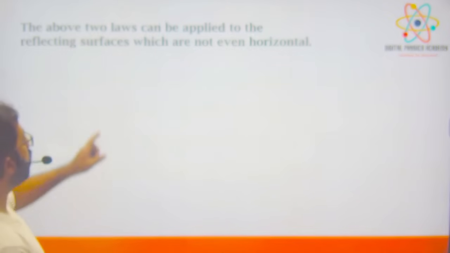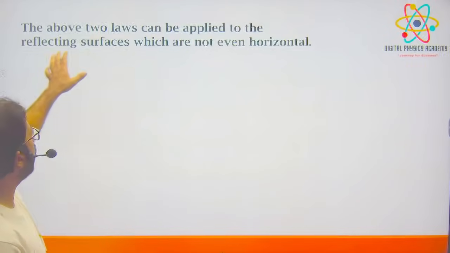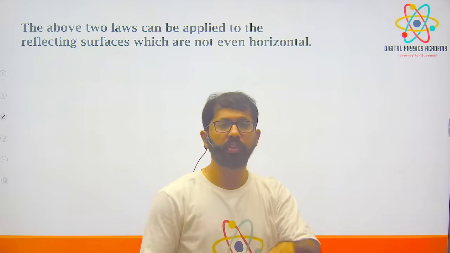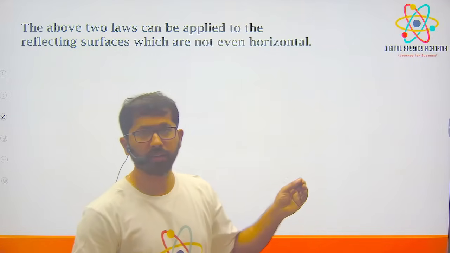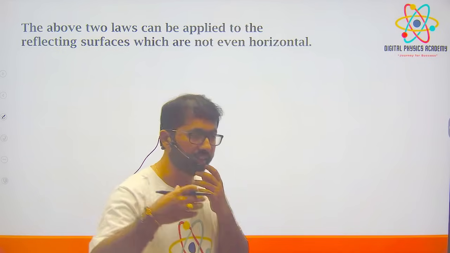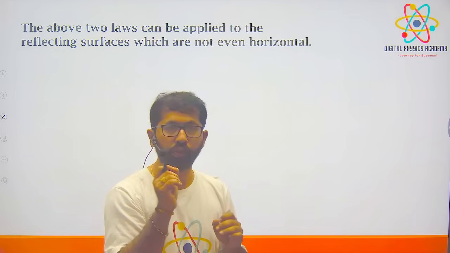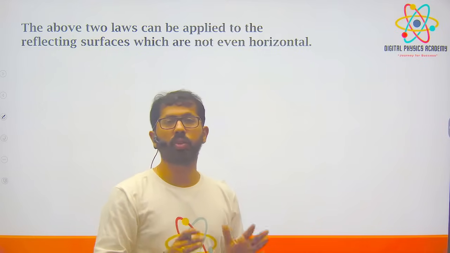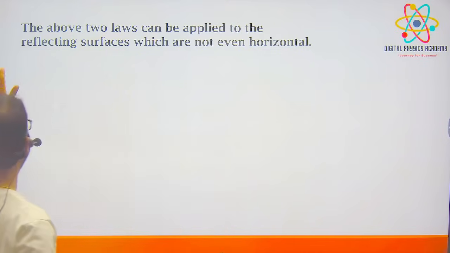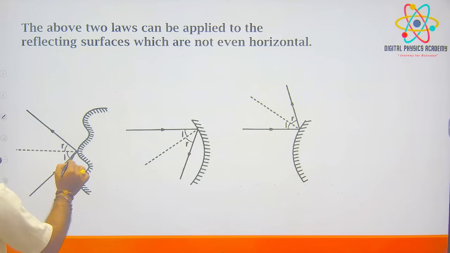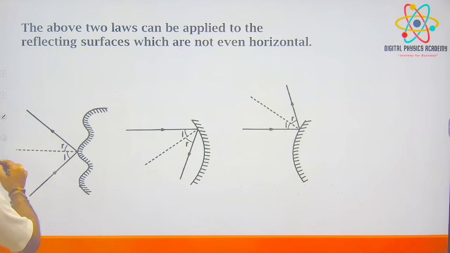Now, the above two laws can be applied to a reflecting surface which is not even horizontal. It is not that we can apply angle of incidence equal to angle of reflection only on a horizontal surface. On any curved surface, any spherical mirror, any so much curved surface also, if we incident a light and it reflects, if we draw the normal, the angle of incidence is always equal to the angle of reflection. Look, if I see this is a curved surface, I incident the ray of light like this and it is reflected like this. So if I draw the normal, the angle of incidence equals the angle of reflection.